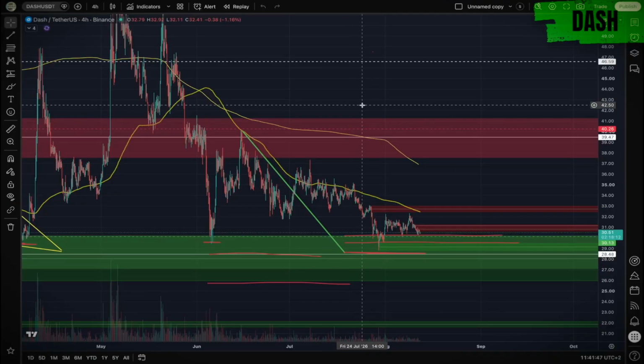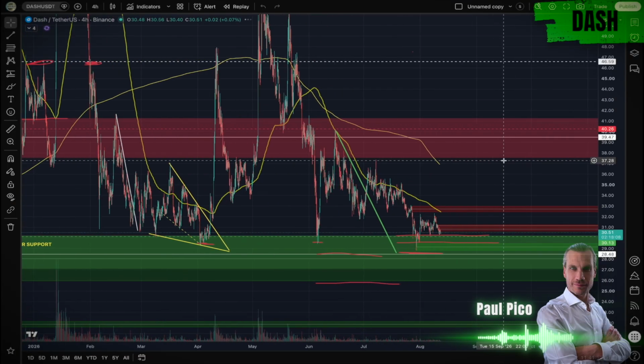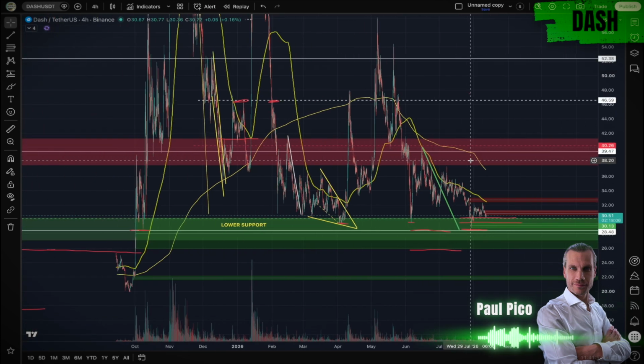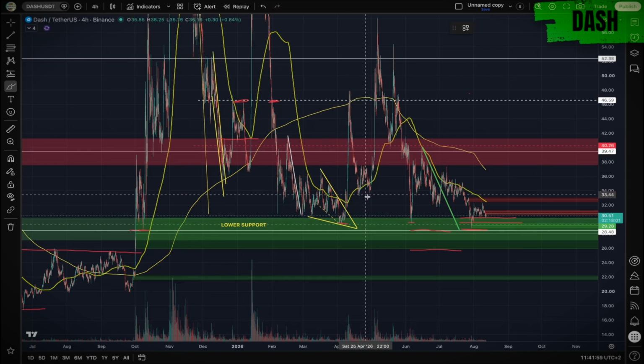Hi everyone, this is Dash USDT 4-hour chart, and obviously very bearish price action, very difficult trading opportunities. But with Dash, we are at long-term lower support. And what does that mean? What that means is we have people interested in this particular asset and interested at these levels, but it isn't a clear range. Now, we've been talking about this for a while now, so just quick recap.